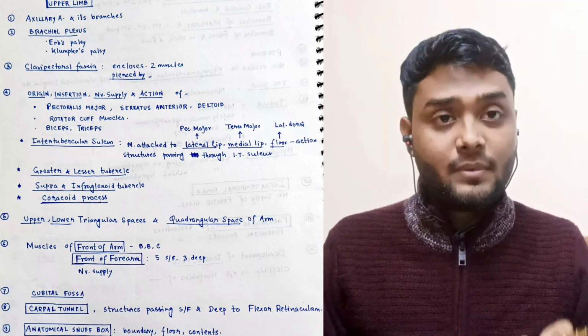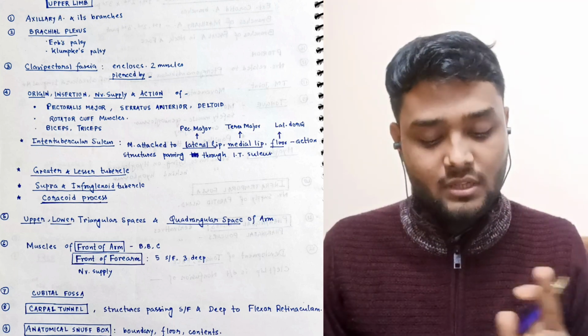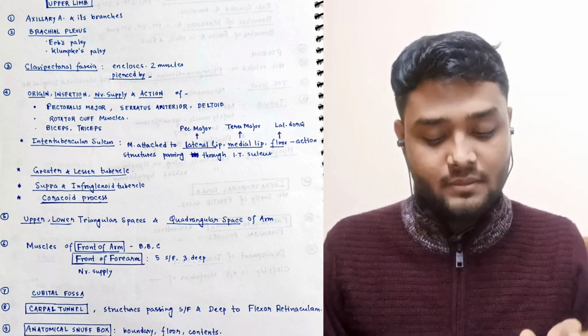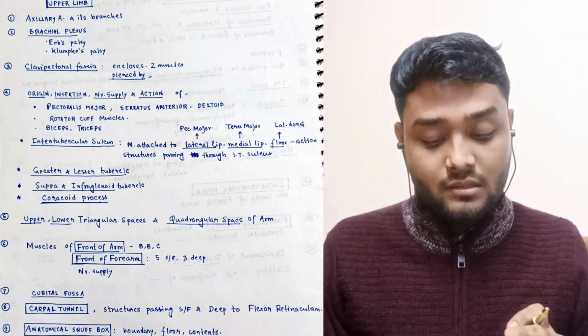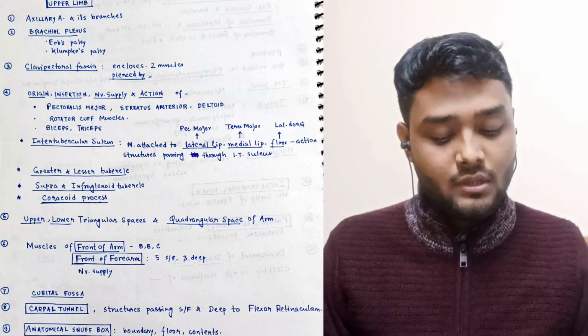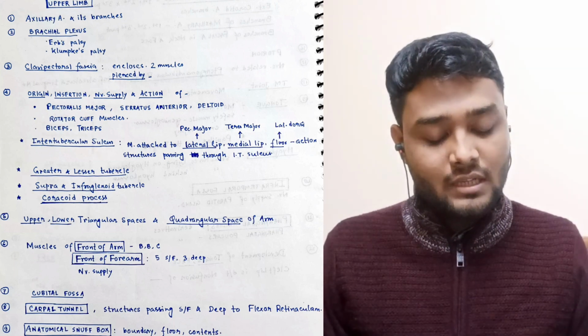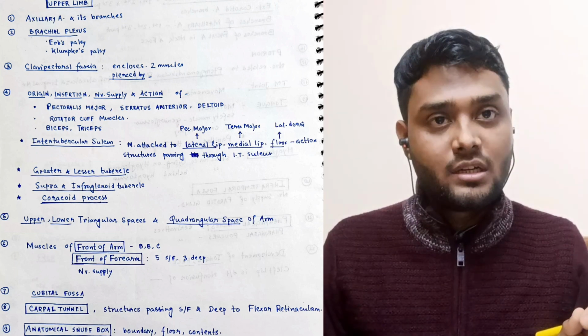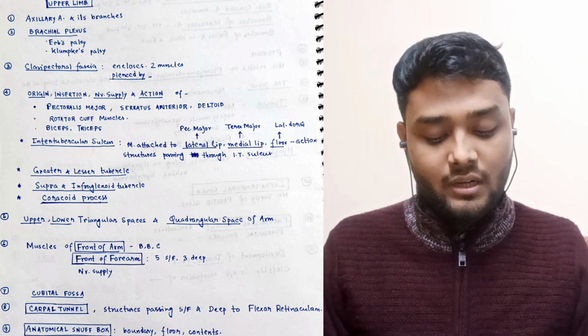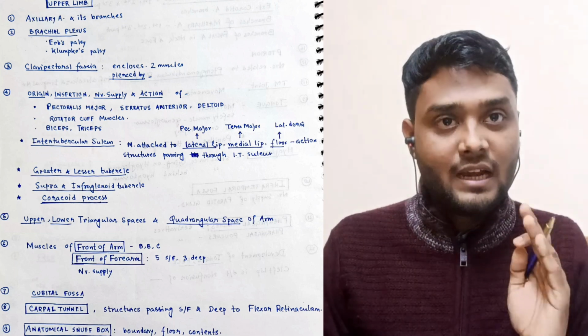Origin, insertion, nerve supply and action of the following muscles: pectoralis major, serratus anterior, deltoid, rotator cuff muscles, biceps, triceps. Okay. And the intertubercular sulcus: the muscles attached to the lateral lip, medial lip, and the floor of the intertubercular sulcus, and the structures passing through the intertubercular sulcus. Read it. Greater and lesser tubercle, supraglenoid and infraglenoid tubercle, coracoid process. What are the muscles attached to these structures?